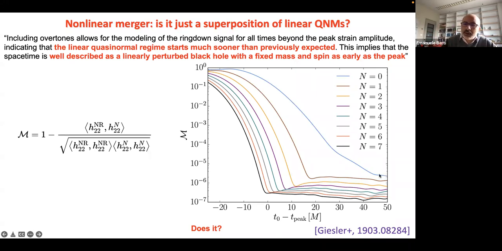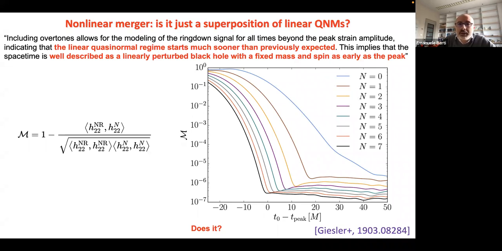And they said, look what happens, it's amazing. The fundamental mode gives you a pretty bad fit at early times, but then you include one overtone and you do better. You have a minimum here. You include 2, you move your minimum here. You include 3, 4, 5, 7, and your minimum mismatch moves all the way back to the peak of the full waveform.